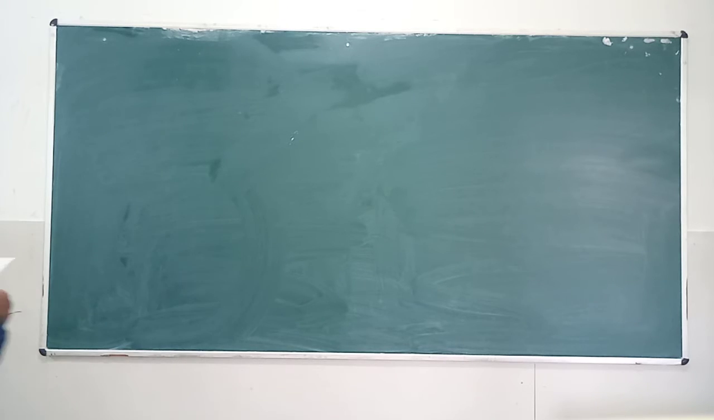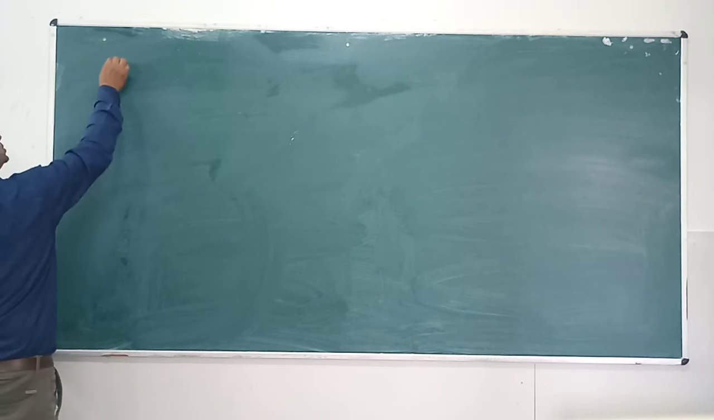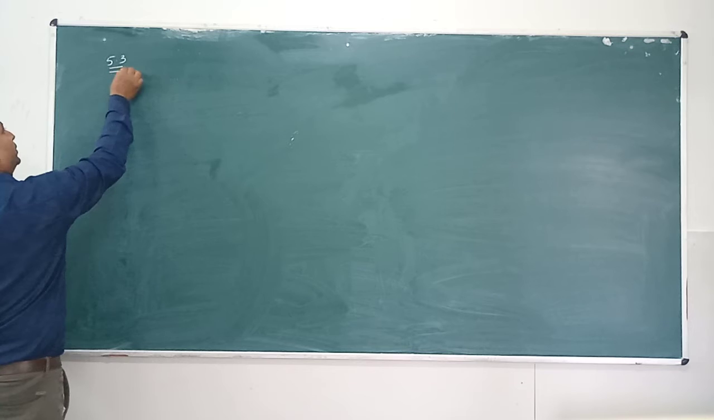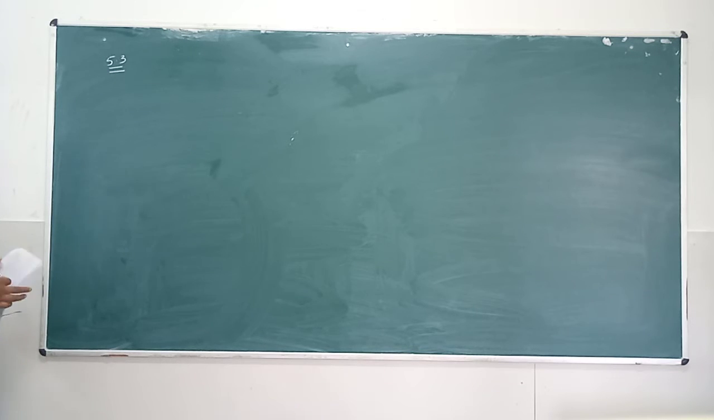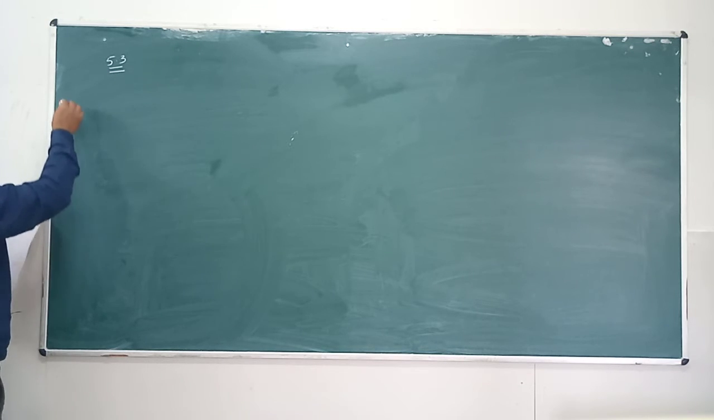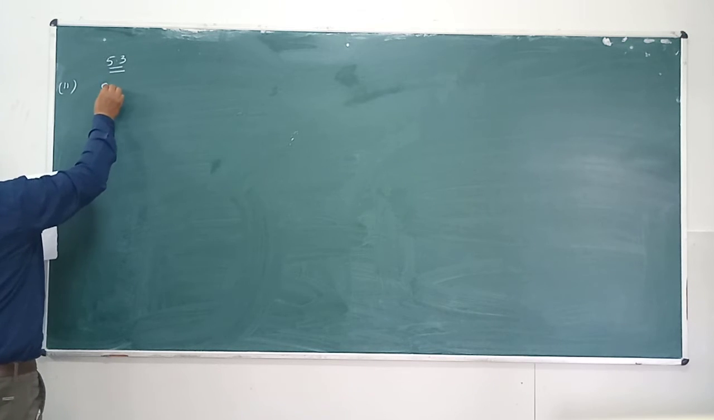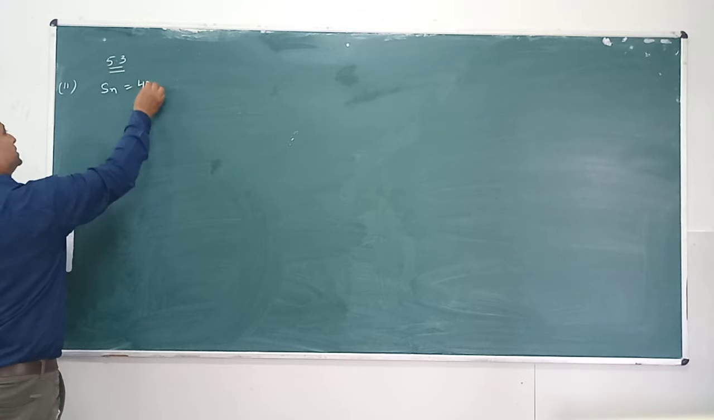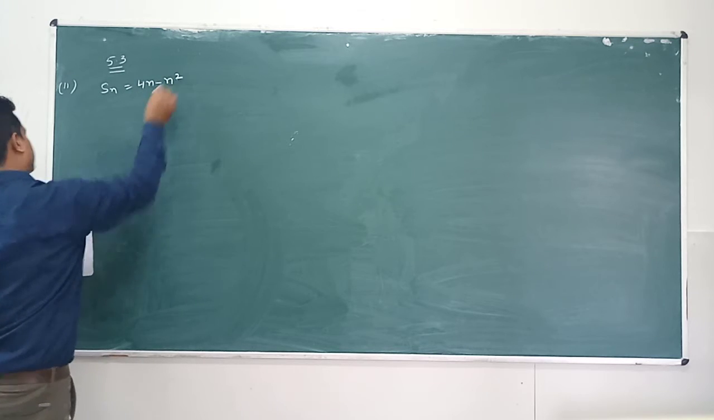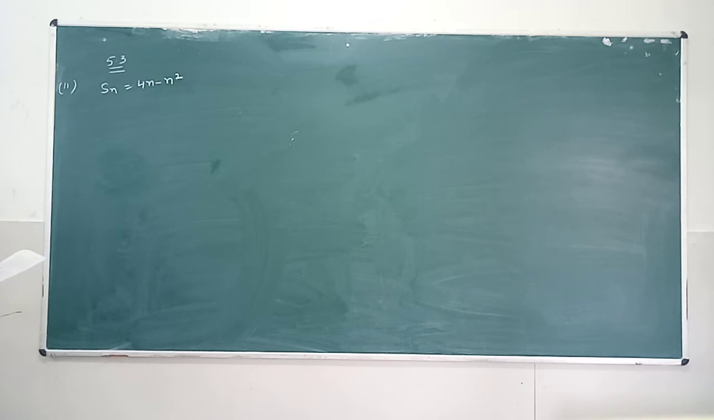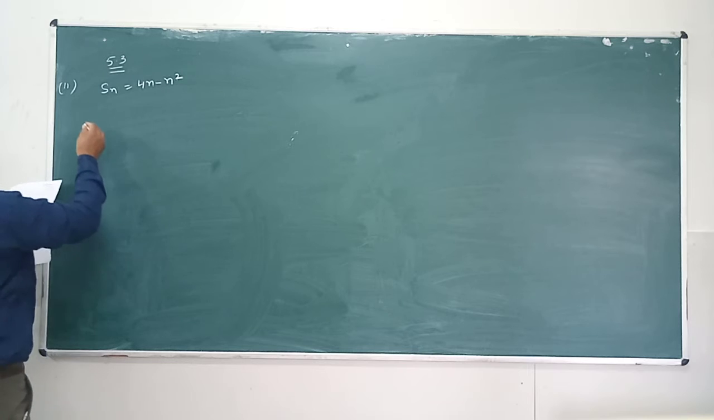Hello students, today we will discuss the remaining questions of exercise 5.3, chapter Arithmetic Progression. Question number 11 is: if the sum of the first n terms of an AP is 4n minus n square, what is the first term, what is the sum of the first two terms, what is the second term? Find the third, 10th and nth term.